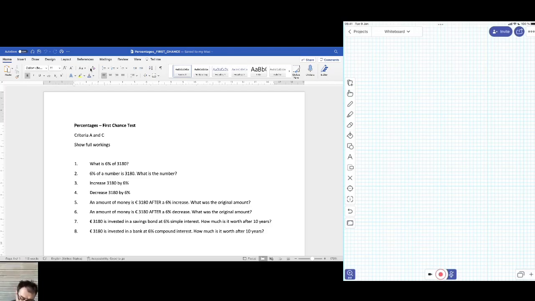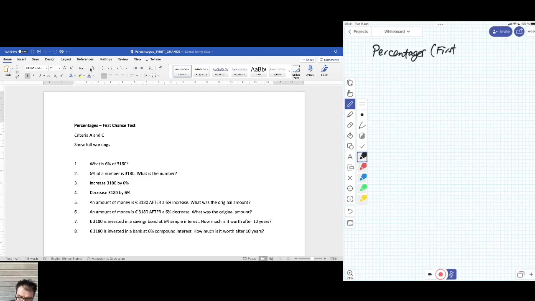Okay, we're doing the percentages first chance test. Let's just put a heading. Percentages, first chance. Okay. I'm going to put that in a nice cloud. I mean, you should really do it with a ruler, but it's a bit difficult on this iPad, so I'll excuse myself.